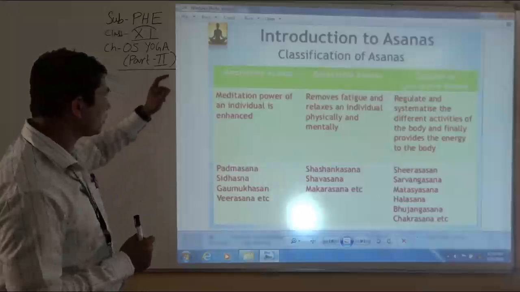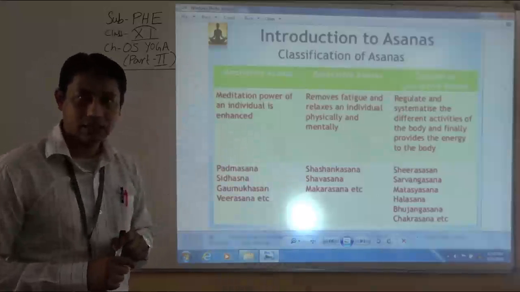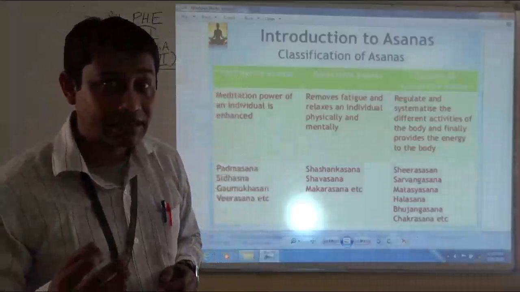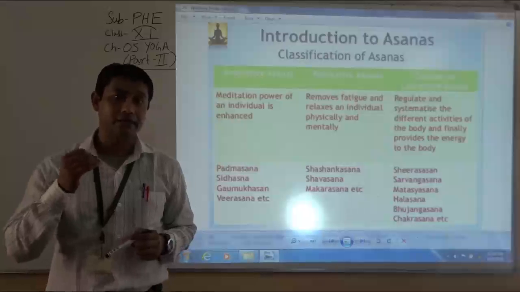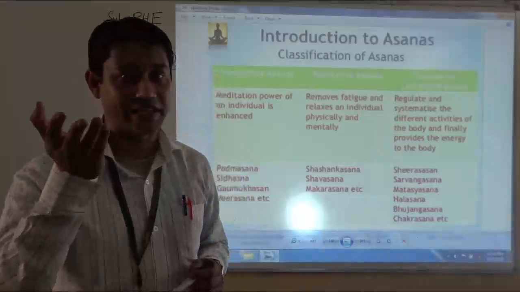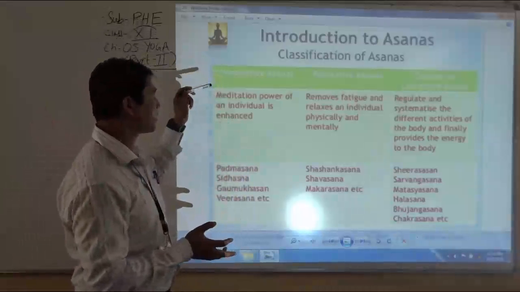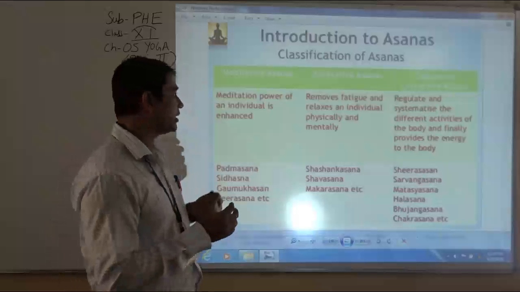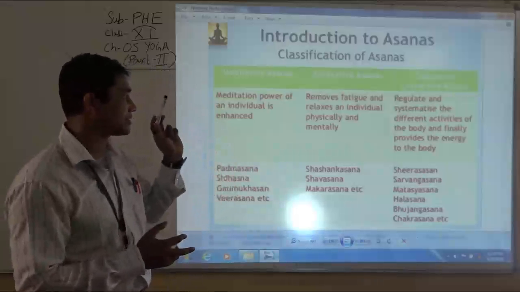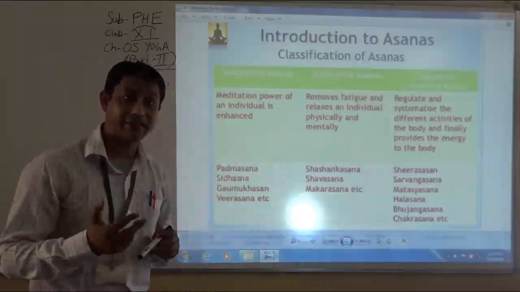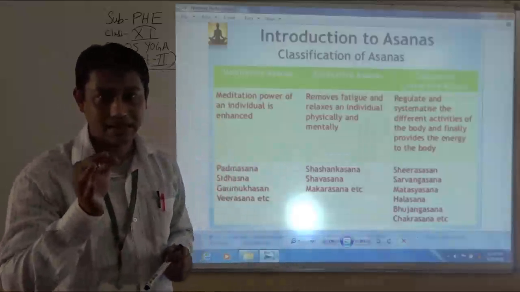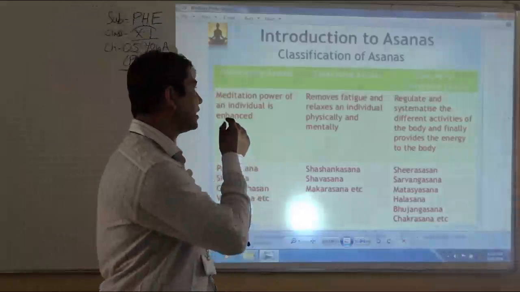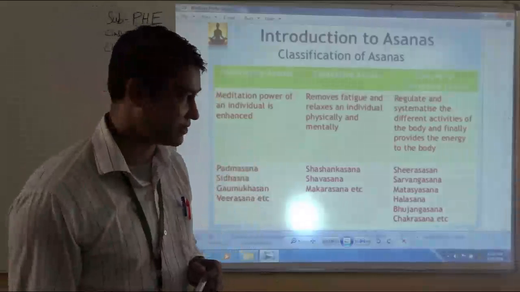So the first one is meditative asana. From the name itself students, we can understand that the meditation power of the individual can be enhanced with the help of meditative asanas. Similarly, relaxative asanas help in removing fatigue and relax an individual physically as well as mentally. That means giving relaxation to the individual is known as relaxative asanas.